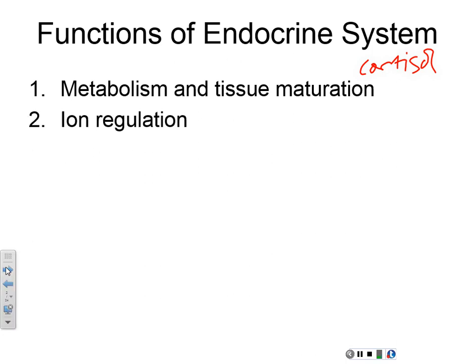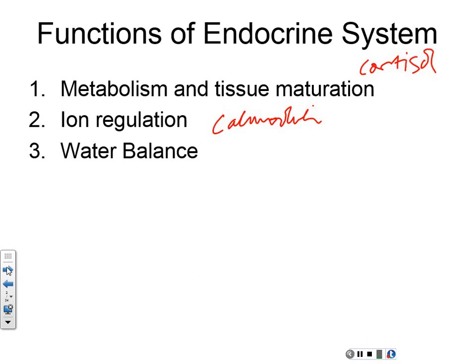Ion regulation. We're also going to talk about certain receptors that receive hormones and will stimulate an ion channel. Such as in smooth muscle, there's calmodulin, which is a protein that will attach to calcium for smooth muscles to contract. It will influence the calcium channel to open, and then the smooth muscle contracts. So that's an example.